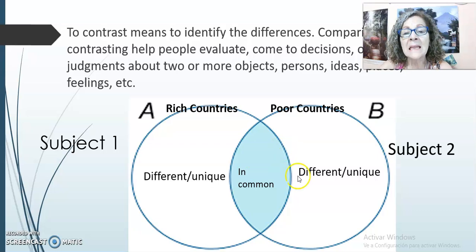For example, the Venn diagram can be used for compare and contrast. So you say subject 1, that is the rich countries. Subject 2 is the poor countries. So you say topic A here, topic B here. And between, you put what is in common. And here we have the difference and the difference. So the Venn diagram is a graphic organizer you can use for compare and contrast.